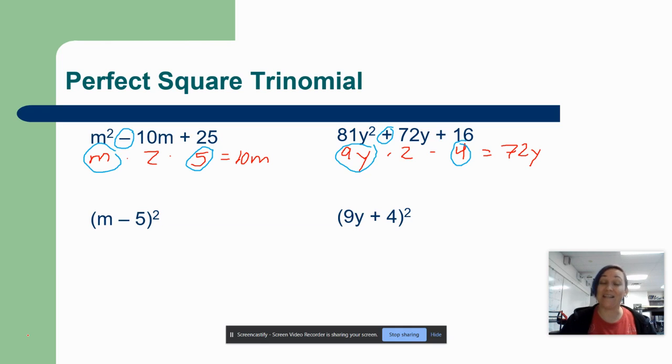Now, today's lesson, though, is called completing the square. And so we're going to be given things that are incomplete perfect square trinomials. It's going to have the first two terms, but it's going to be missing the third term. And so our job today is to figure out what is the missing third term? What can I put at the end of the problem so that this is definitely a perfect square trinomial?